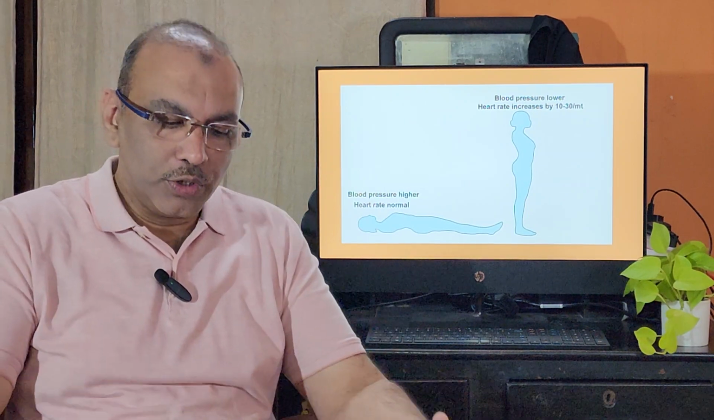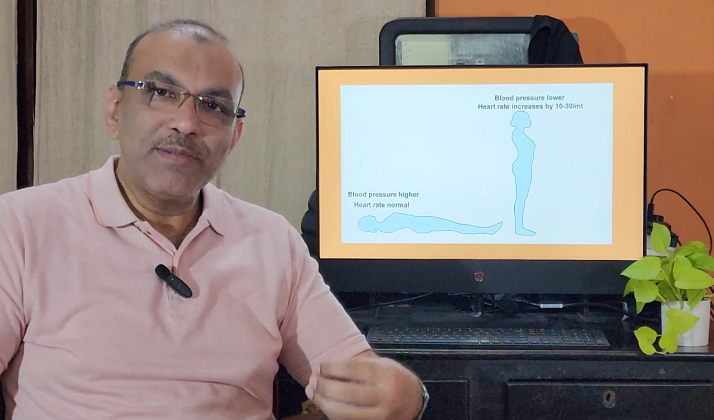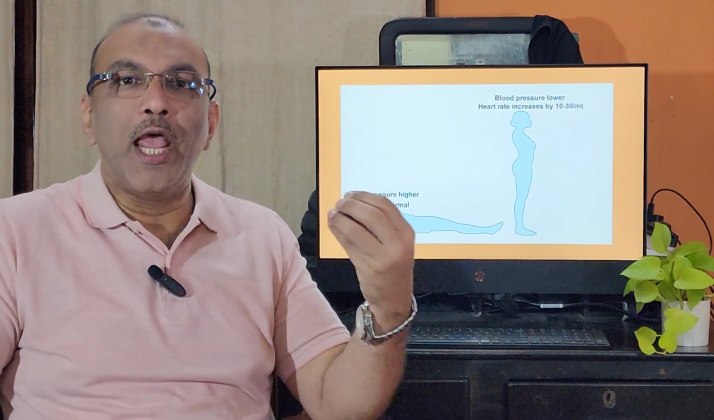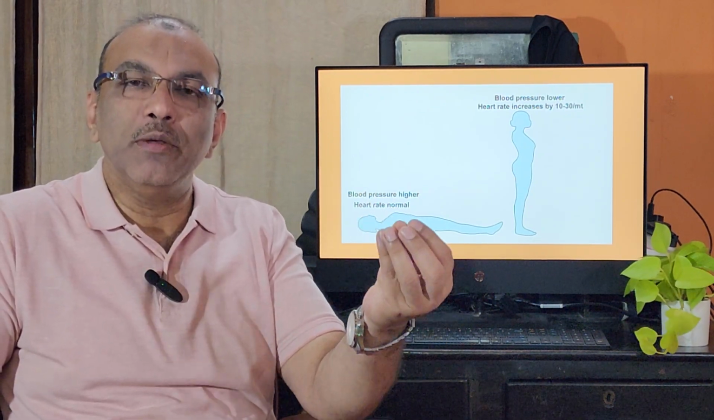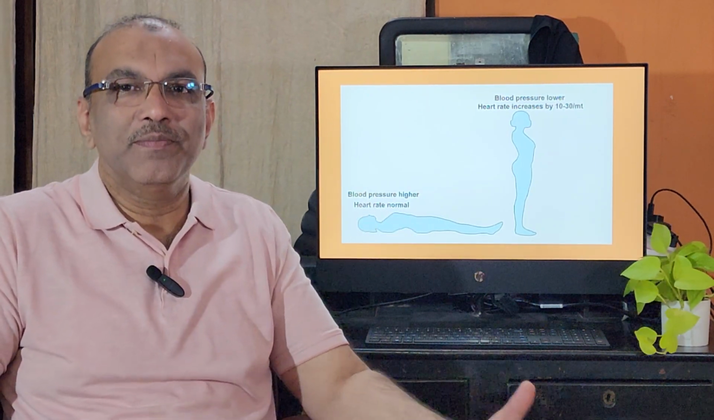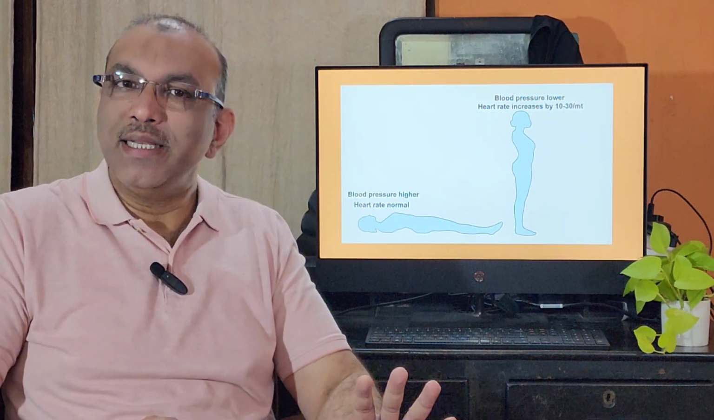But still nothing happens. What is supposed to happen? When so much blood goes down because of gravity into the leg, less blood goes to the brain, so there will be a hypoperfusion in the brain. Because of hypoperfusion, the person starts getting giddiness. This is what is supposed to happen. But a normal person doesn't experience this.